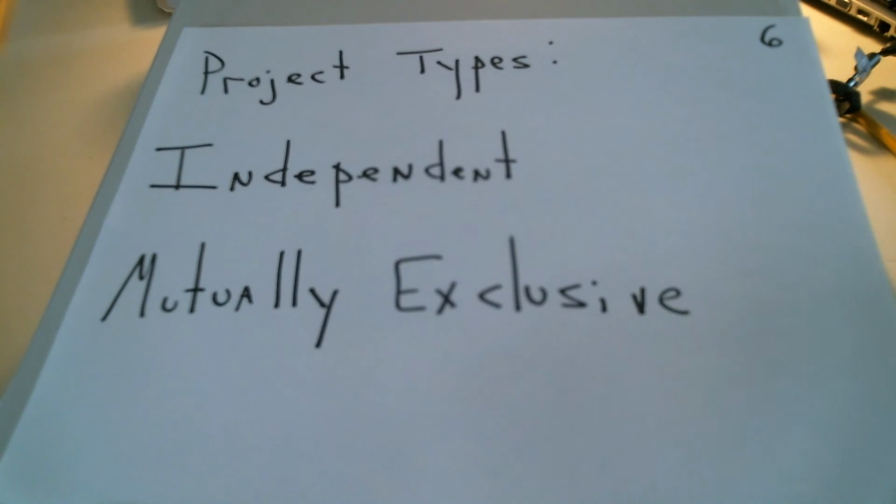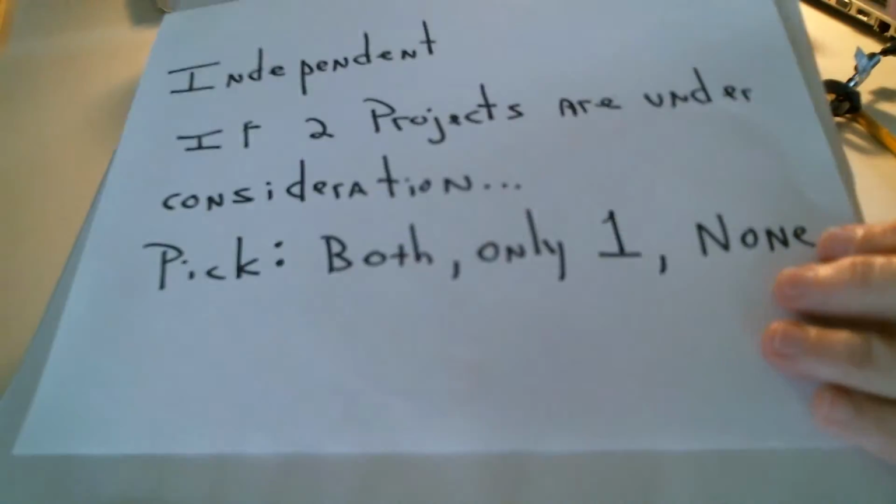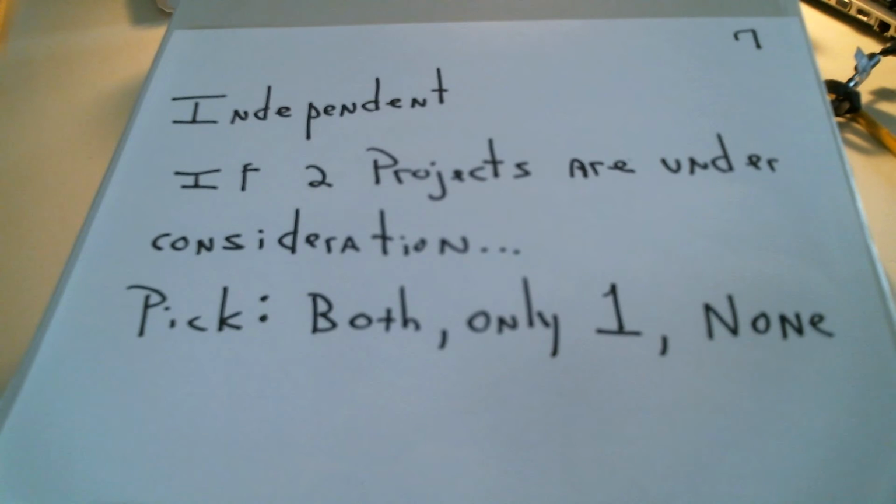Now, with all these methods at play, there's something we need to look at. First, is the project independent or is it mutually exclusive? And really what that means is, if the project is considered independent, that means we can actually pick both projects if the value is positive.